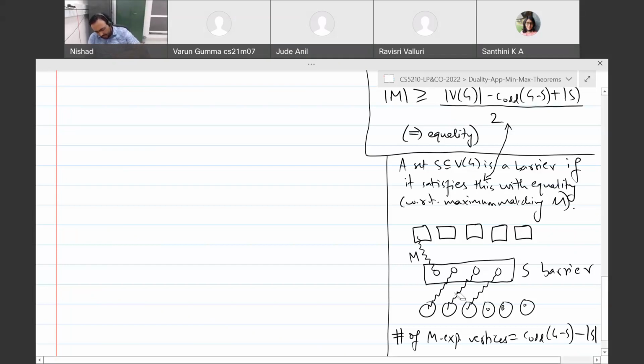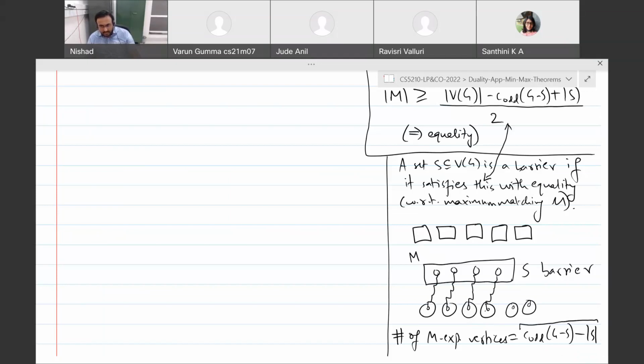In fact, in any maximum matching, what must happen is that exactly one of these vertices from some of the odd components will match into the barrier, and your exposed vertices will come from the remaining two odd components. And that is how you get this equation: the number of exposed vertices is exactly the number of odd components minus the number of vertices in the set S.